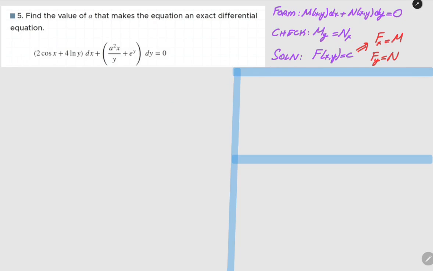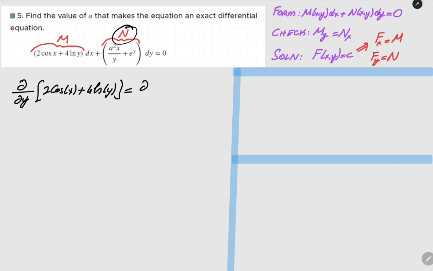Next, we are going to search for the value of a that makes this differential equation exact. Here are the functions M and N. When we take the partial derivative of M with respect to y, let's write it here: del over del y of our function M, 2 cos x plus 4 ln y, should be equal to the partial derivative of N with respect to x, del over del x of a squared x divided by y plus e to the y. And let's take these derivatives.